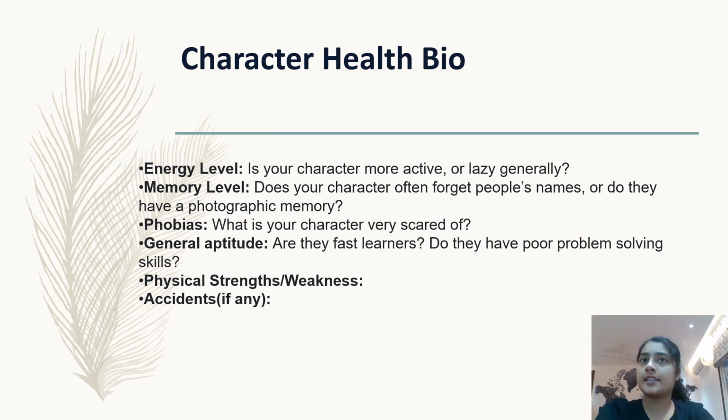Next we have the character health bio. Now this is a little bit different from the health bio you give at your hospitals. These include things like energy level, memory level. Energy level is basically if the character is very agile, very active, or perhaps he's very lazy, he lies on the couch every day, that's all he does. And memory level includes maybe your character is a genius like Einstein, or maybe he's just a dumb kid, or maybe he's very intelligent, but he doesn't pay attention to details like people's names or numbers.